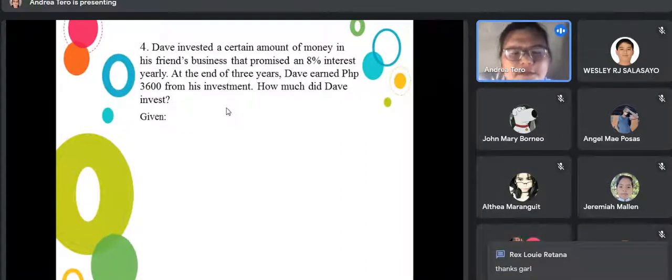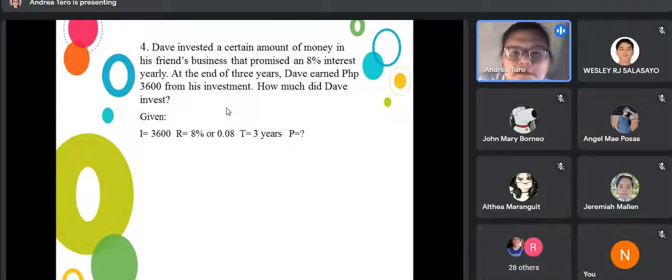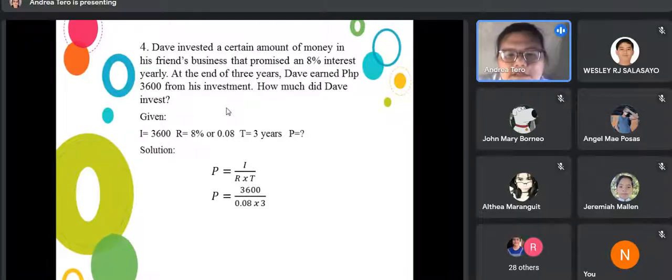Okay. So we'll try to solve this together, class. We are given the interest 3,600, the rate is 8% or 0.08, the time is 3 years. We are tasked to solve for P, the principal amount. To solve for P, we have the formula interest all over rate times time. Substitute. 3,600 all over 0.08 times 3.